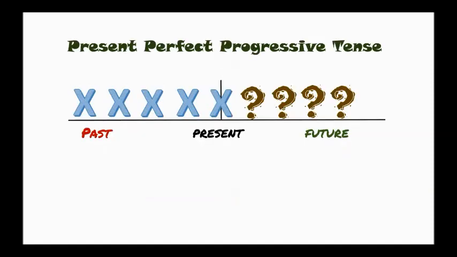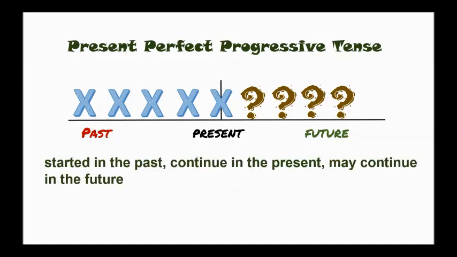The present perfect progressive tense. A fourth tense, the present perfect progressive, can also be used to express the idea that an event began in the past and continues into the present. It is formed using have, has, plus been, plus a verb and ing.